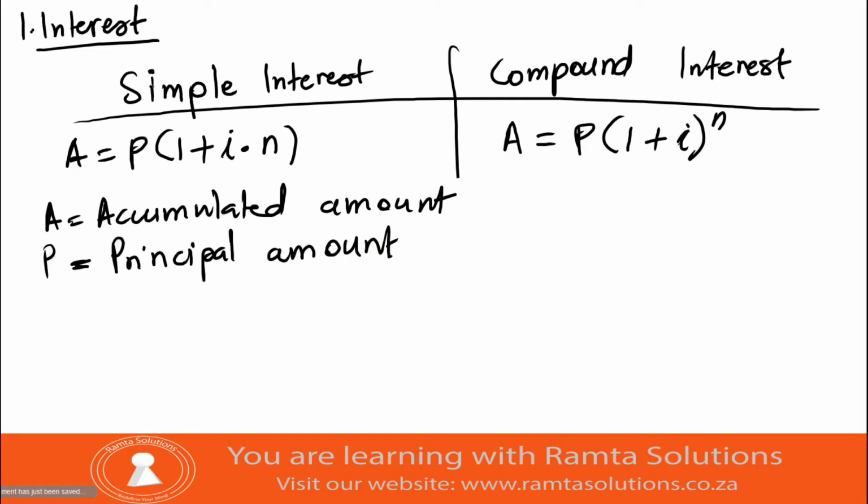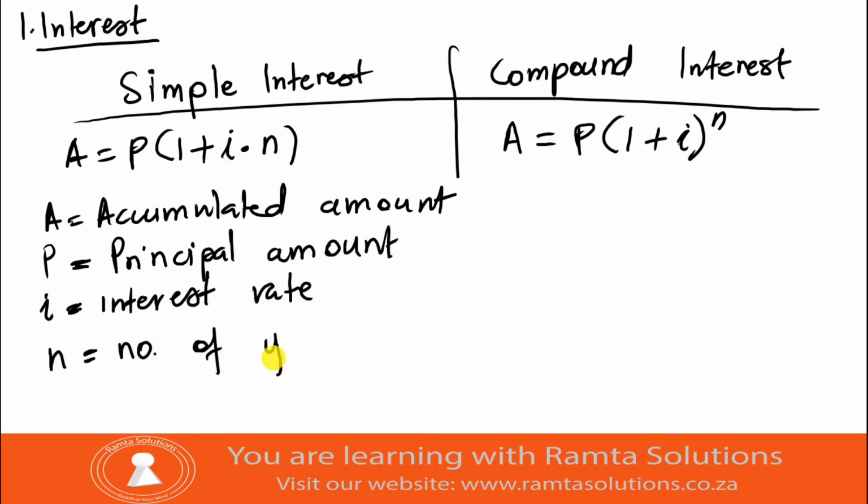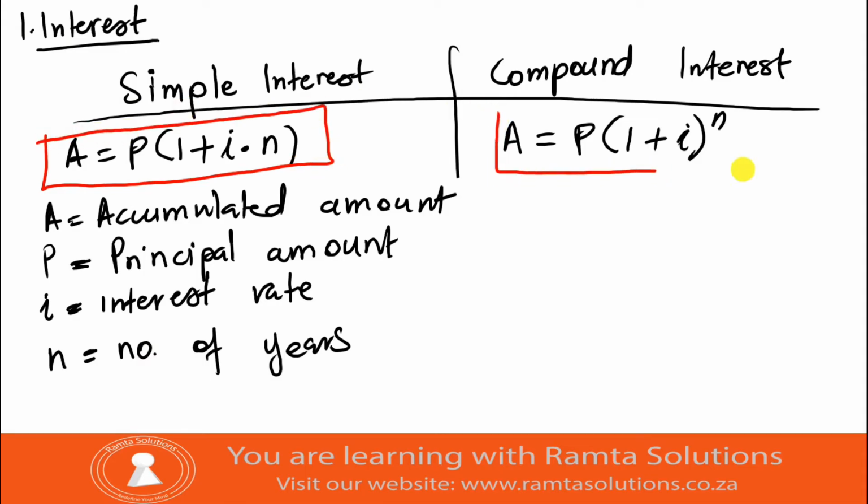This i is the interest rate, while this n is the number of years. It's the number of years that you have had this account or that you have had this investment. So these are the formulas that you use when you talk simple and compound interest.